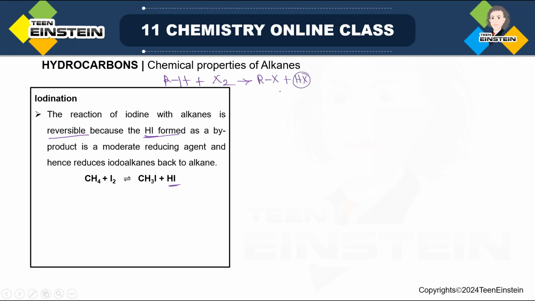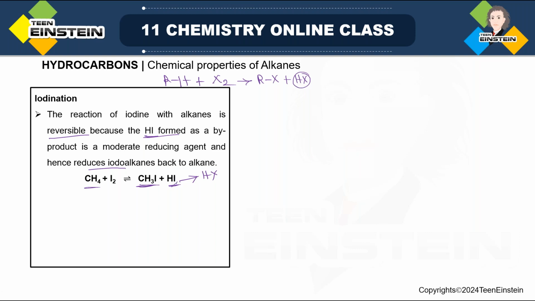Now in iodination, this HX is HI, right? This HI is a moderate reducing agent. So it can reduce this iodoalkane, and the C-I bond can again be converted to a C-H bond. So this is the problem we face in iodination. But there is a solution for it.